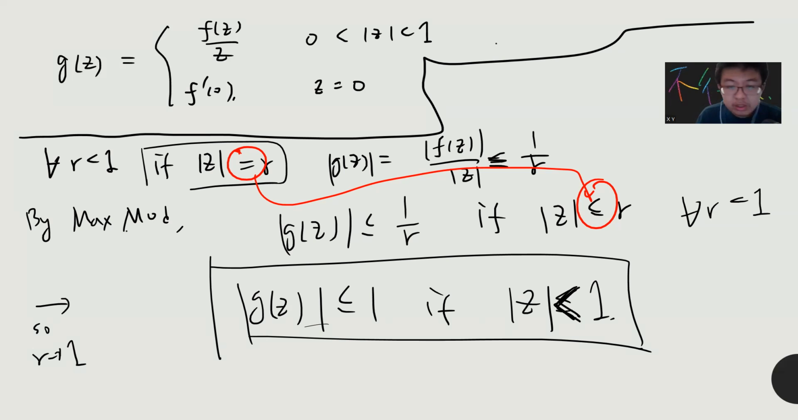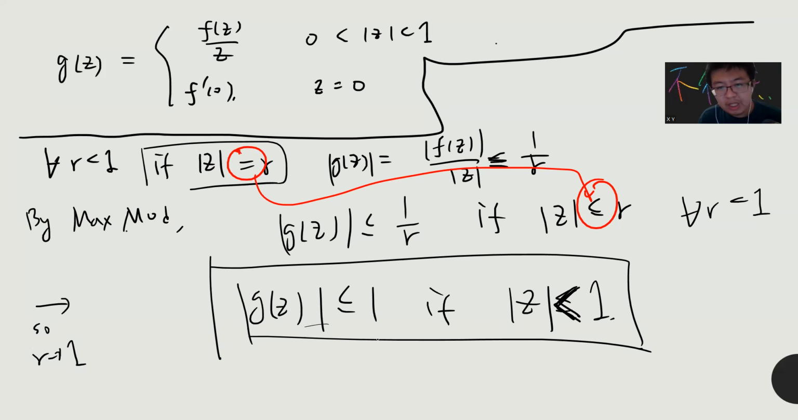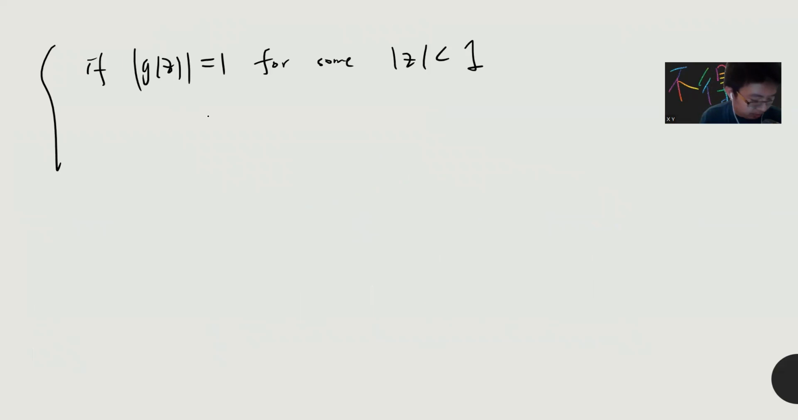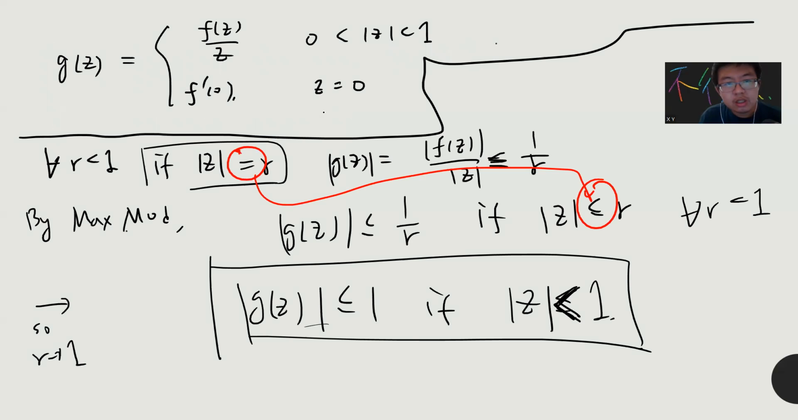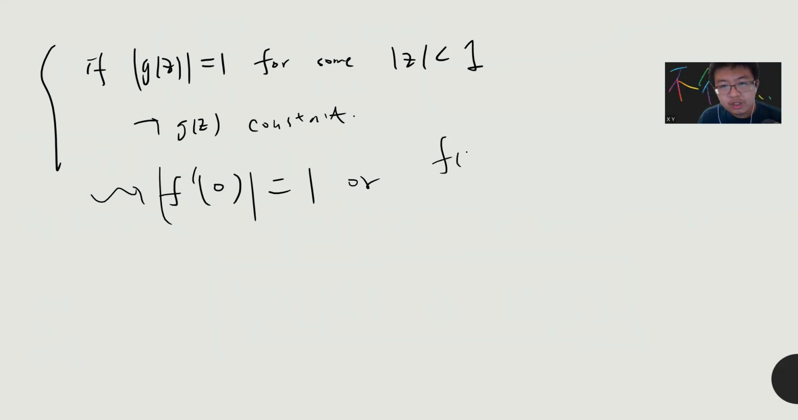Okay, so this tells you that if |g(z)| is 1 for some |z| less than 1, then by the maximum modulus theorem, this g(z) is constant. Okay, so g(z) is constant. So this means that either |f'(0)| is 1, because the modulus is 1, right? Or |f(z)| is exactly the same thing as |z|. Okay.